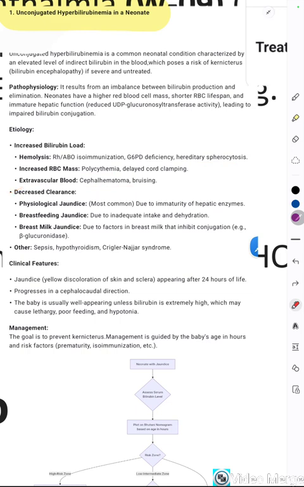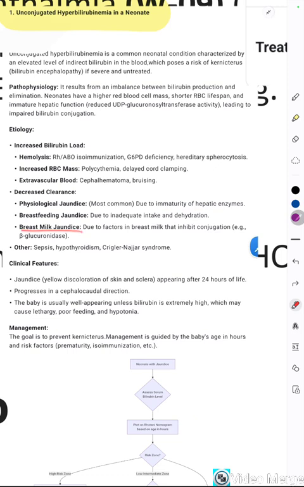So 60% of the neonates suffer from jaundice, out of which 80% of them suffer from physiological jaundice, and this is because of the immaturity of the hepatic enzymes. The breastfeeding jaundice is caused because of inadequate intake. It is also called suboptimal intake hyperbilirubinemia.